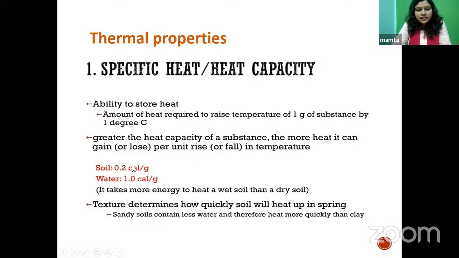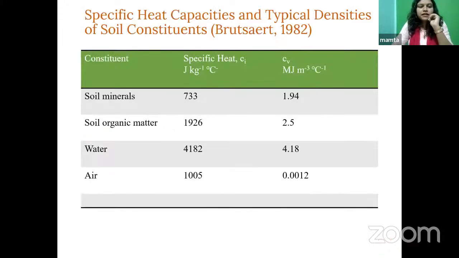And you will see that the soil has 0.2 calorie per gram of specific heat, and water has the higher, 1 calorie per gram. In this table, which is very important, in various examinations either the order will be asked, or the direct value will be asked. So you see here the maximum specific heat is of water, then the soil organic matter, and minimum in the soil minerals.